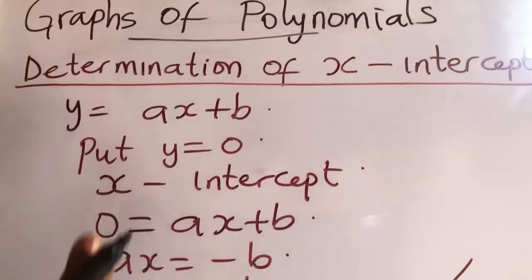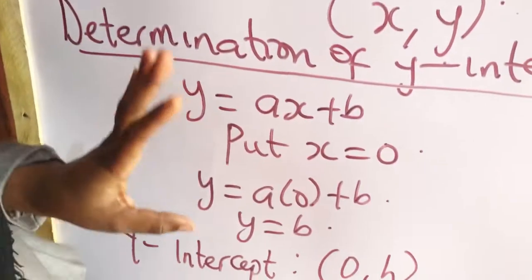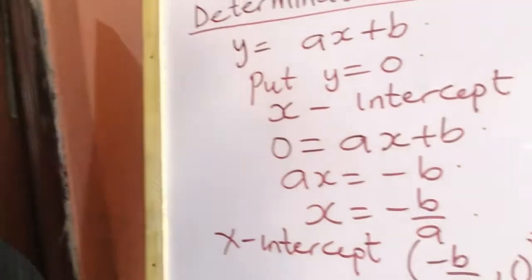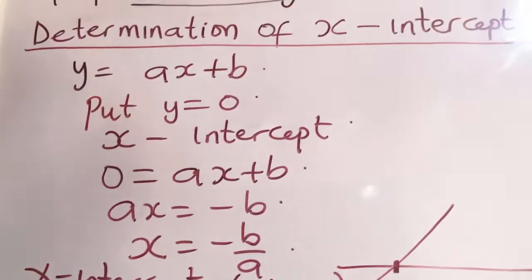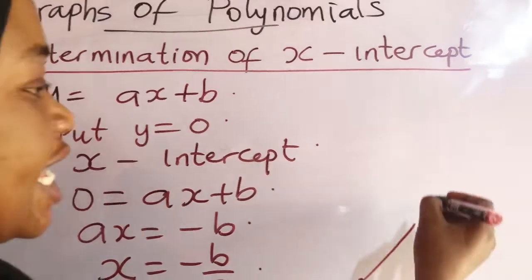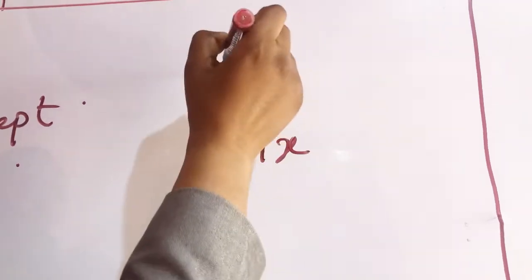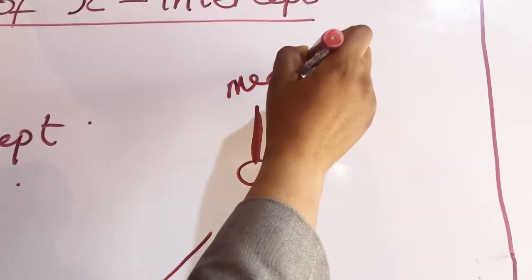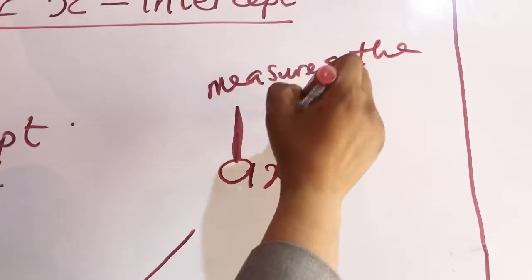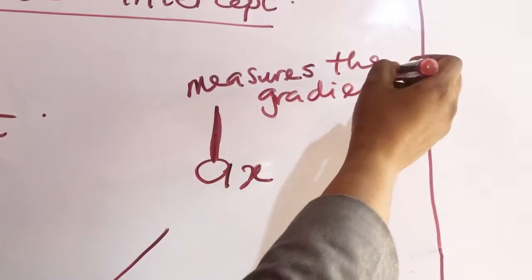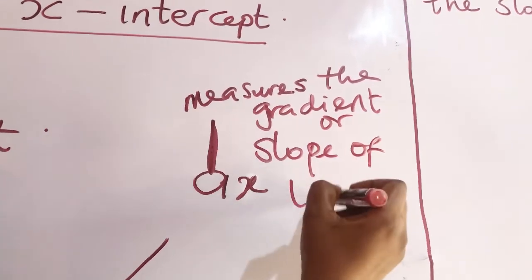Why is this important? If you know the x-intercept and y-intercept, it will be easier for you to sketch the graph of a polynomial of degree 1. That is why it's important for us to know it. And recall that the coefficient of x, a, determines the gradient. It measures the gradient or slope of that straight line.